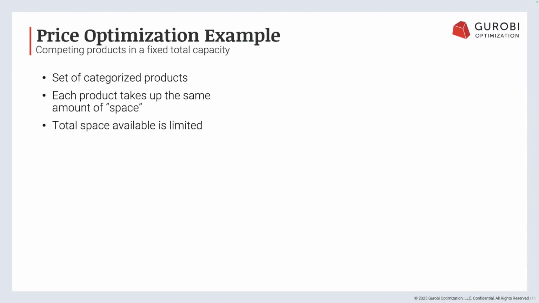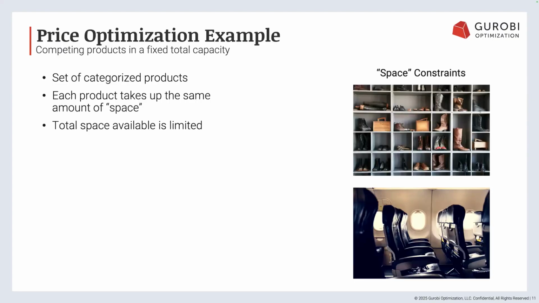What I mean by that is you have a set of categorized products. Each product takes up the same amount of quote unquote space, and total space is limited. A couple of examples would be actual physical shelving. I have products that I want to put up on my shelf, so I want to find out what's the right balance of the more expensive or top products versus the not so great ones that people still like to buy, and so on and so forth.